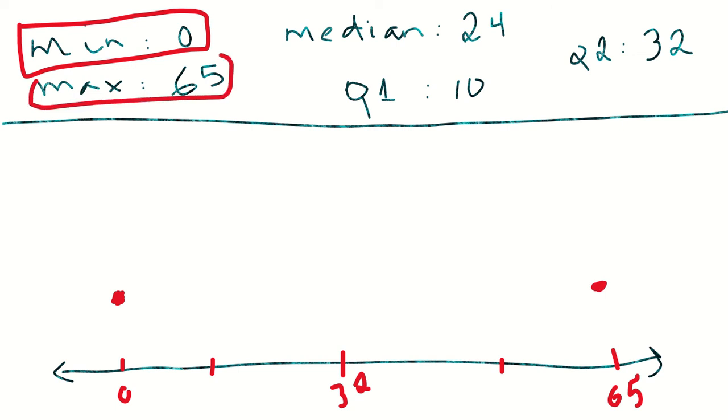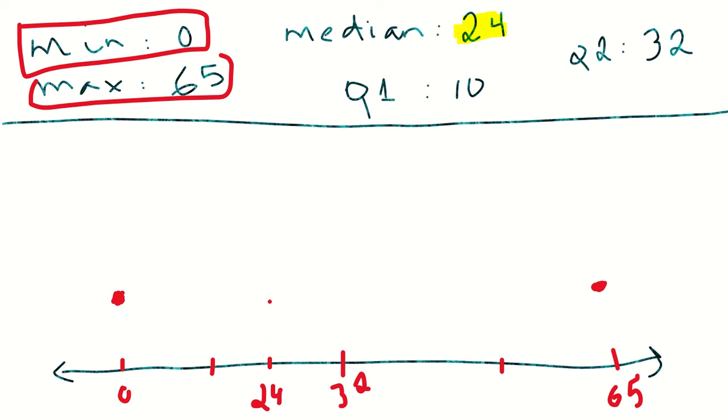At the median, where was our median? Actually, our median was 24. So where would 24 be in relation? It would be somewhere between 0 and 32, correct? It might be closer to the 32. So right here, maybe this would be 24.